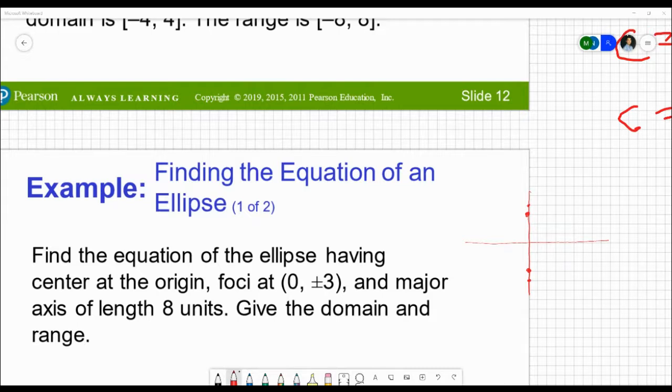I'm sorry, Professor, you want me to find the B value? B value, B as in Bob. So we have our A and we have our C. Now we need our B value so that we can write our equation.